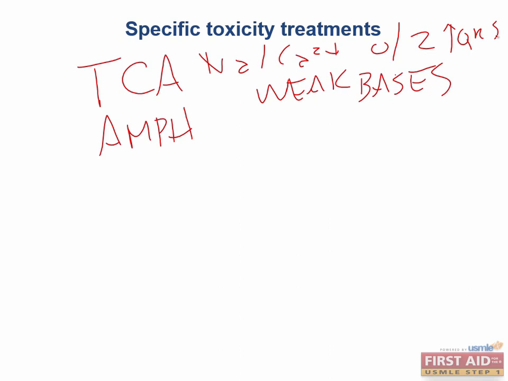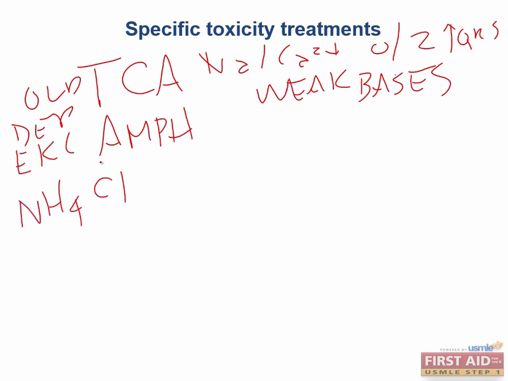So if you're given a vignette that includes an old lady with a long history of depression and an abnormal EKG, you should probably think TCA toxicity and quickly think about acidifying the urine with ammonium chloride. Same thing goes for amphetamines. You also use ammonium chloride.